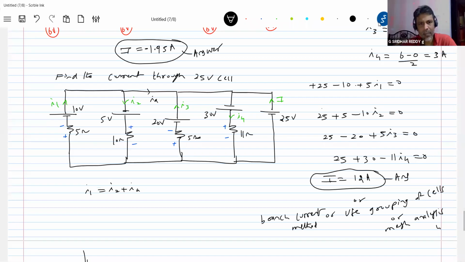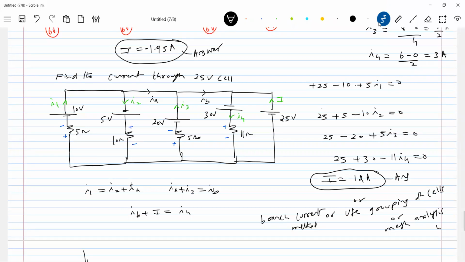Then IA plus I3 equal to IB. Then IB plus I equal to I4. And I2, you know, you get IA. If you get IA negative, then substitute that negative sign. If you get positive, retain that one. So you'll get IB. Then the value of IB you substitute, you'll get I. Okay, fine?